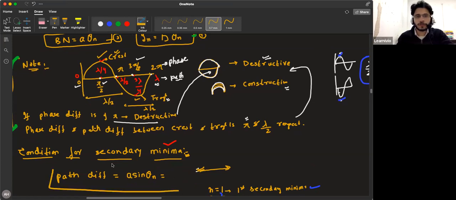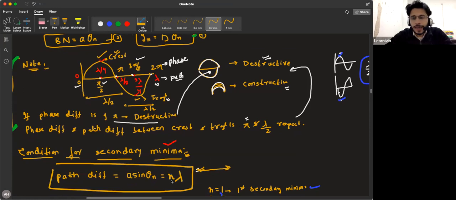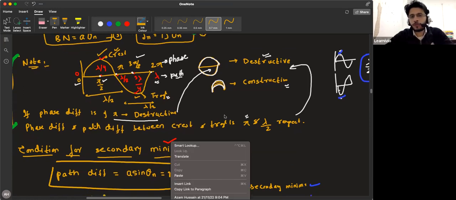So this is the condition that you have to memorize. I can't derive it. That path difference a sine theta is n lambda. That's it. n is the number of minima. For first minima, your n will be 1. For second minima, your n will be 2 and so on. The value of n will change.